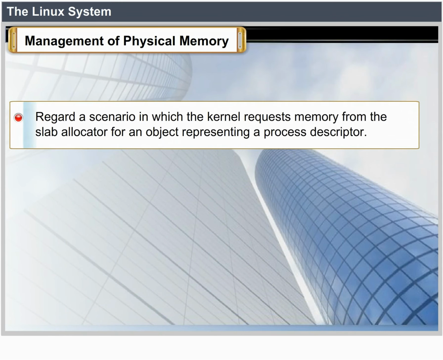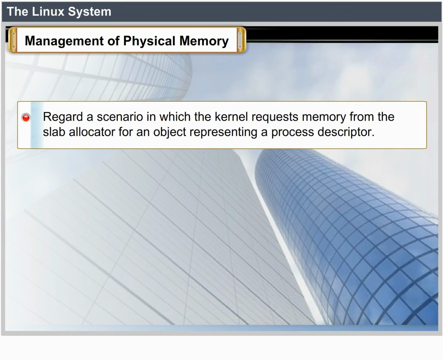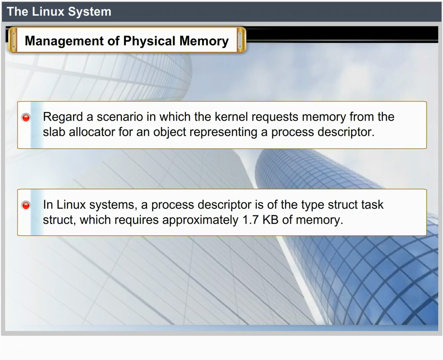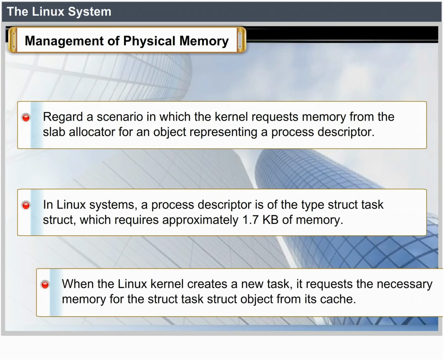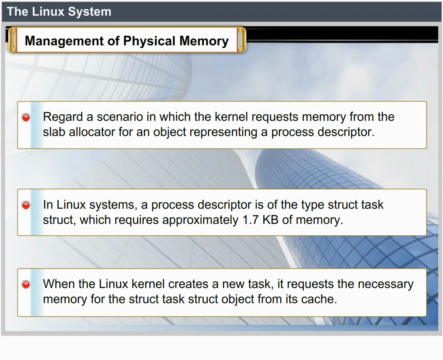Let's consider a scenario in which the kernel requests memory from the slab allocator for an object representing a process descriptor. In Linux systems, a process descriptor is of the type struct task_struct, which requires approximately 1.7 KB of memory. When the Linux kernel creates a new task, it requests the necessary memory for the struct task_struct object from its cache.